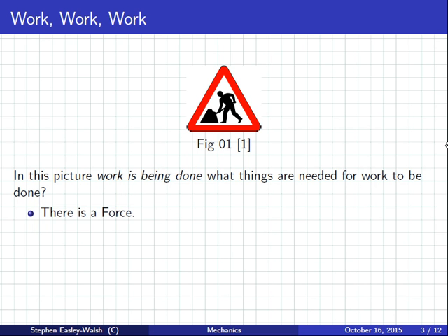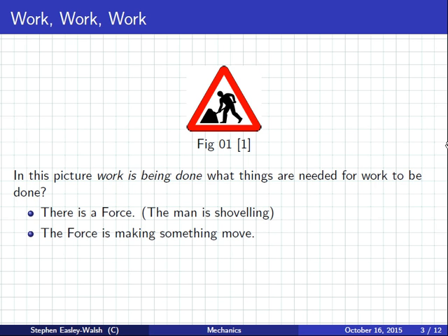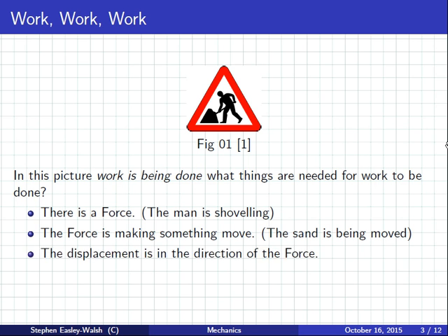Push or pull, so there's a force. The man is shoveling. The force is making something move, isn't it? The sand is being moved. And there's a displacement. It's being moved somewhere, a distance. So the sand moves with the shovel. Anyways, we all got the idea here.